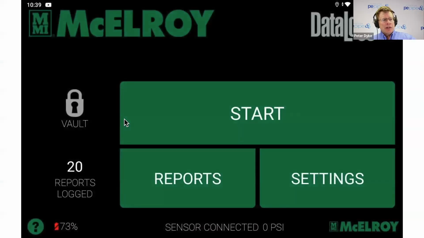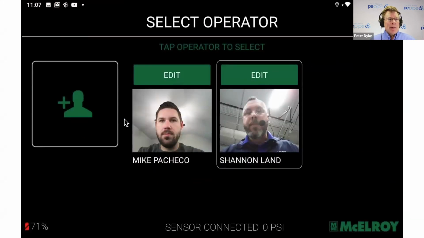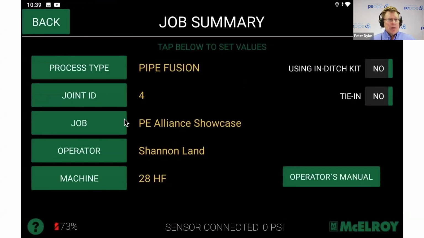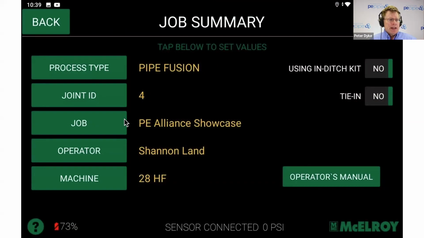So you're looking at the screen, you hit start, you say, oh, okay, my name's Shannon Land. I'm working on a 28 high force machine. That means it does 2 inches to 8 inches. I take a picture of myself to prove who the person is doing the job. There is accountability by person, by data logger. And we're going to do pipe fusion instead of electrofusion or testing, which are now capable. Yes, I'm going a little bit quick because this section is kind of long, and we've got to get back to Alan. You pick the machine that you're using. It makes a difference what machine you're using. And it gives you the summary.